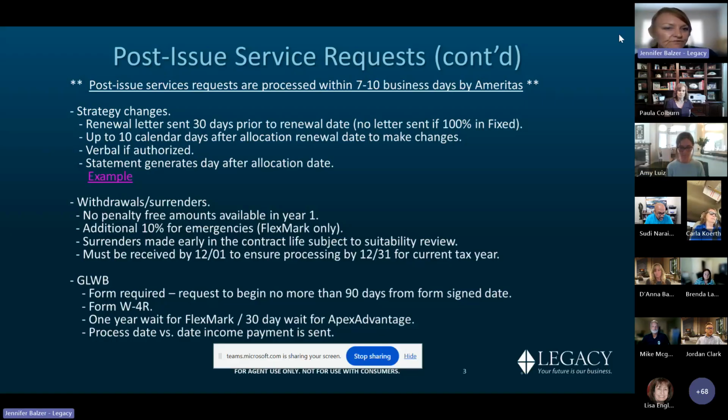So moving along to withdrawals and surrenders, there are no penalty-free amounts available in year one.